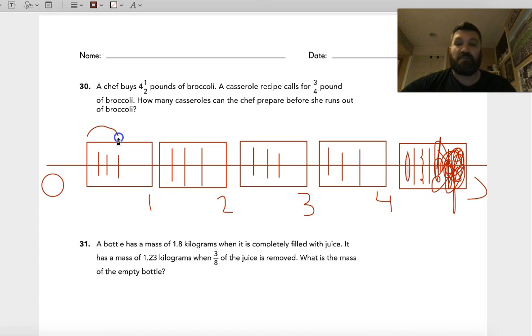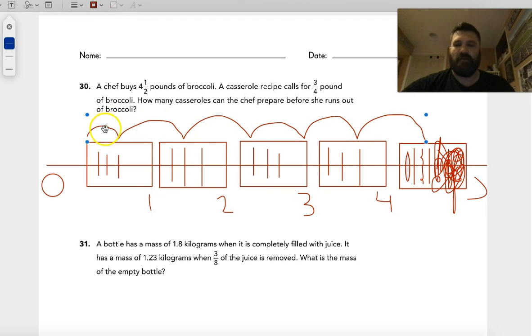Okay, so there's 1, 2, 3. 1, 2, 3. 1, 2, 3. 1, 2, 3. 1, 2, 3. Oh look, perfect, a perfect amount, I hope. 1, 2, 3, 4, 5, 6. We were able to get 6 exact 3/4s.